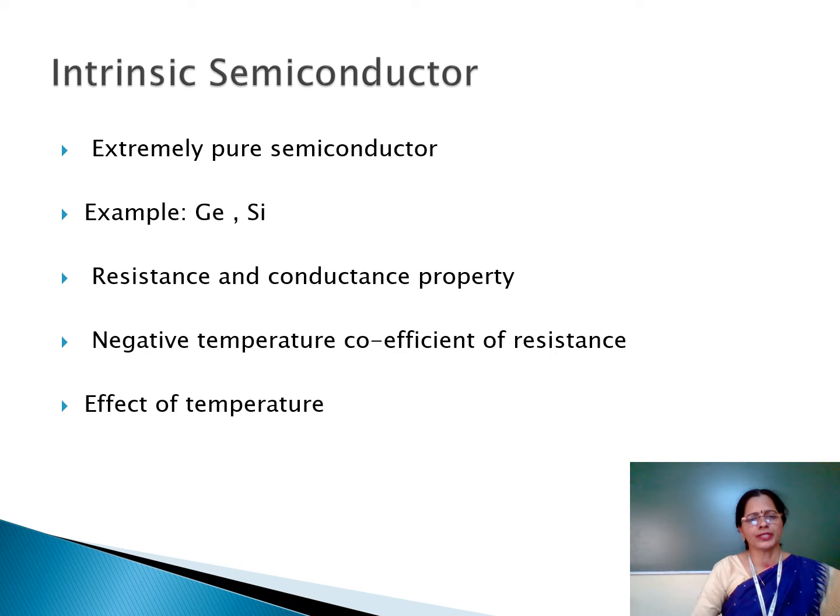Out of the two types of semiconductor, let us discuss some important features of the intrinsic semiconductor. First of all, we have to know what the intrinsic semiconductor is. Basically, the semiconductor in its purest form is known as the intrinsic semiconductor. Completely pure form, no addition of any extra material. Pure germanium or pure silicon are the two fundamental examples.